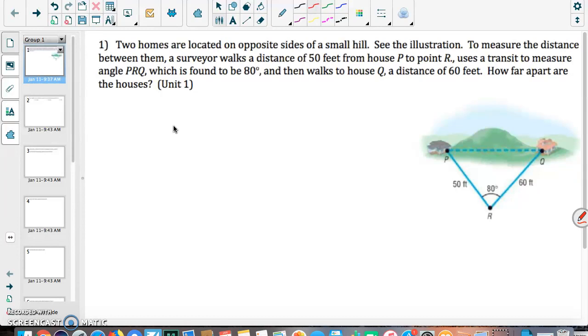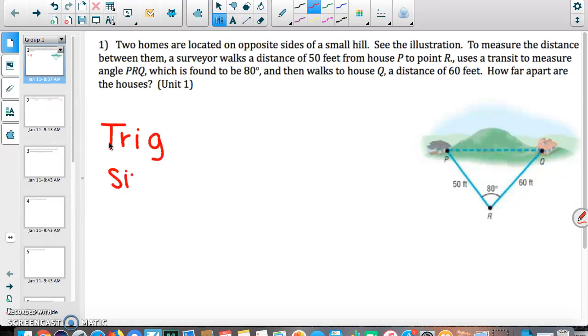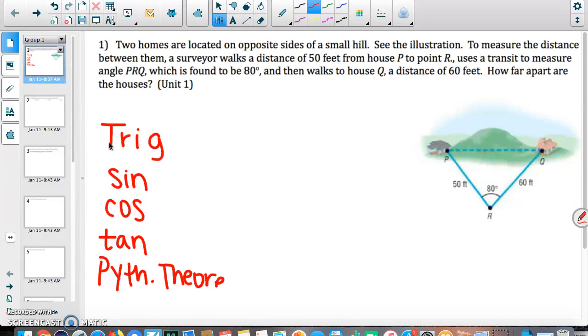You can see here that we have a triangle situation. When we're solving triangles, we have really 3 tools in our toolbox. We can use trig, such as sine, cosine, tangent, or the Pythagorean theorem. But these trigonometric tools are only good for right triangles. Because this is obviously not a right triangle, we're not going to want to use these tools.